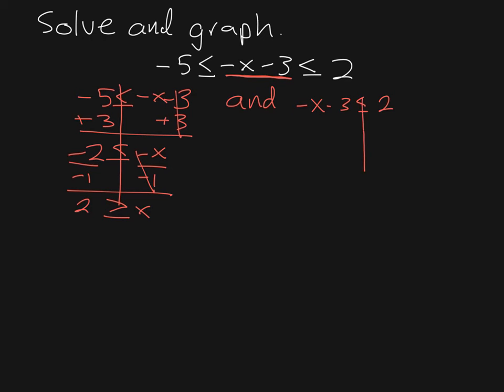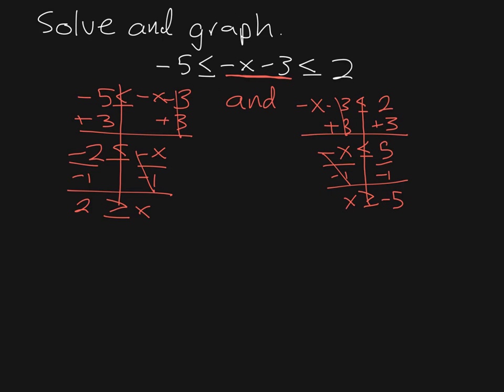On the right side, we do the same steps. We're going to add 3. That gives us -x is less than or equal to 5. We divide by -1, and x on the left side, -5 on the right side, and our symbol becomes greater than or equal to.